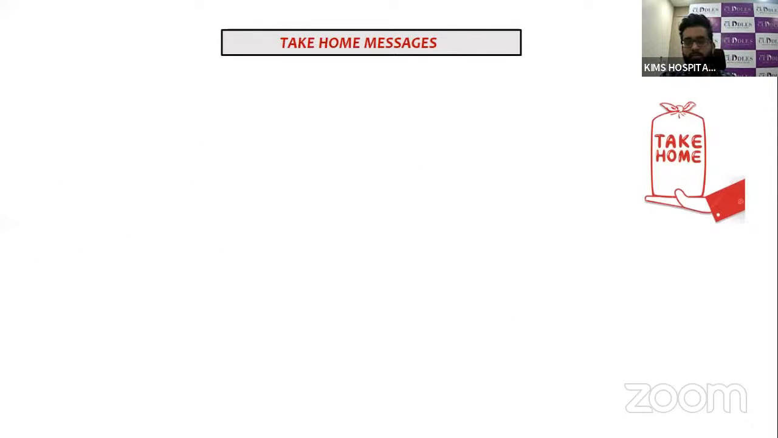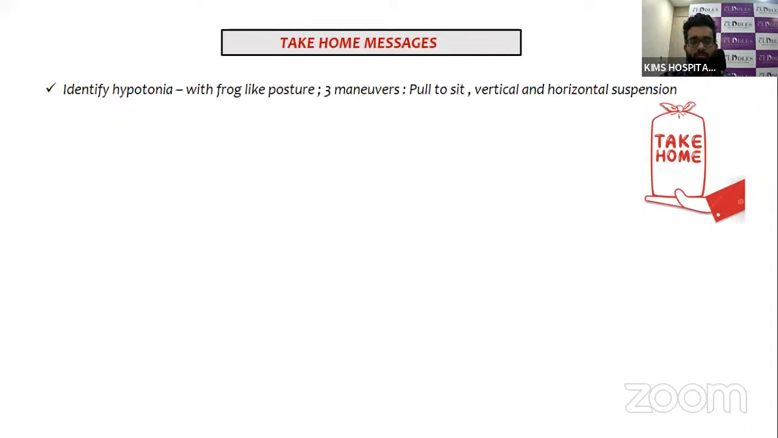To summarize, I'll just try to summarize everything. So if you have not listened to the entire lecture, I think this is where you have to get really alert now. Identifying hypotonia is extremely important, with frog-like posture and three maneuvers, as I mentioned: pull to sit, vertical, and horizontal suspension. You see the inverted U-like posture of the child. And with pull to sit, you have head lag. Frog-like posture is extremely important and easy to pick up.